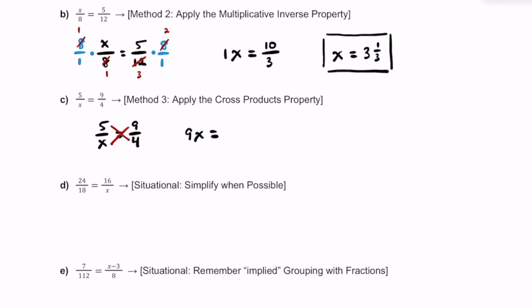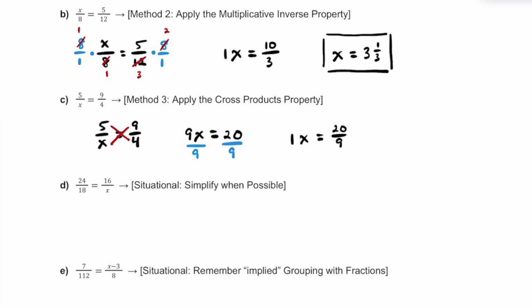So that's going to be 5 times 4, which is going to be equal to 20. Okay, you're still going to have to use some properties of equalities here. Essentially, you can divide both sides by 9, or you can multiply both sides by 1/9 if you want to use the multiplicative inverse property. And you're going to say here that 1x is going to be equal to 20 over 9.